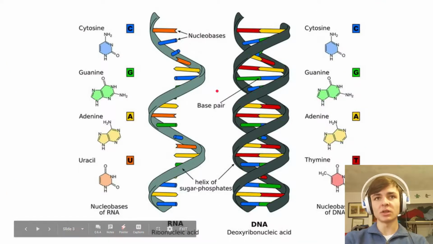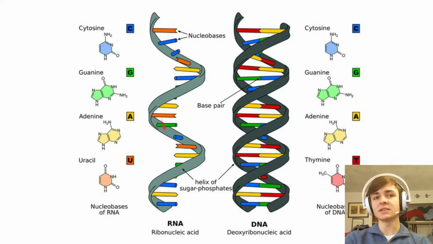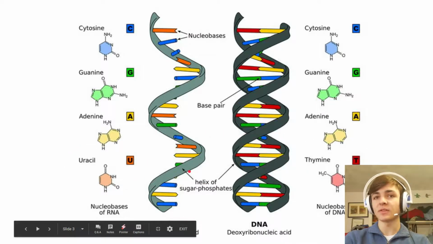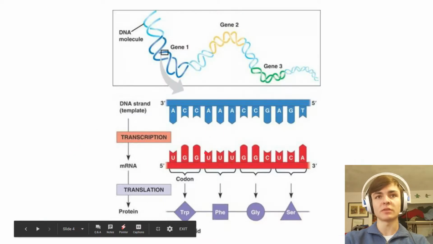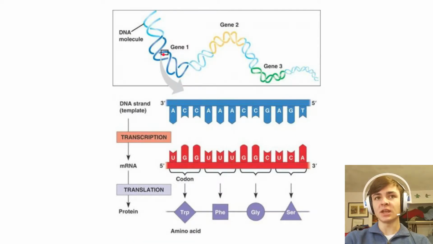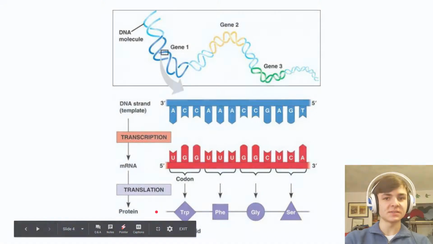RNA is a very similar molecule. It's a single helix, unlike DNA, and instead of thymine, it has uracil, but it can transfer that information from DNA and move it throughout the cell. So just an overview, we have genes that are on DNA, and then we can take these bases on the DNA, translate them into RNA here, and then we can transfer that information to make proteins.